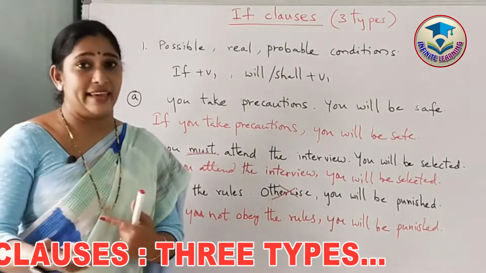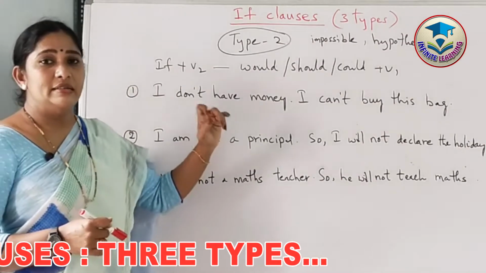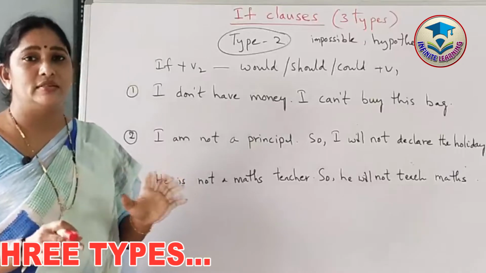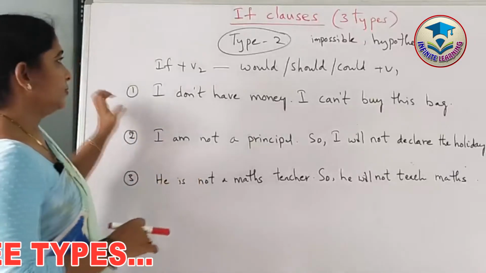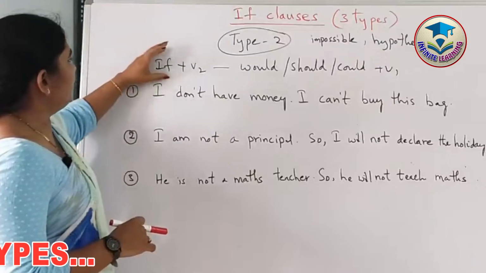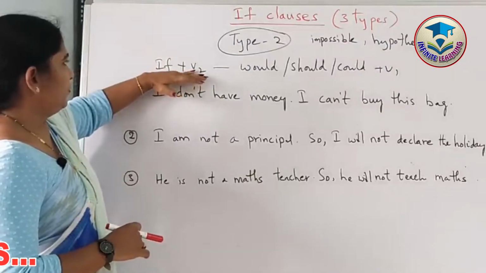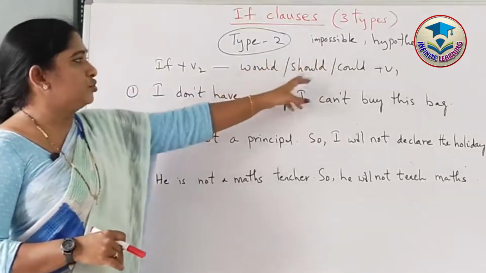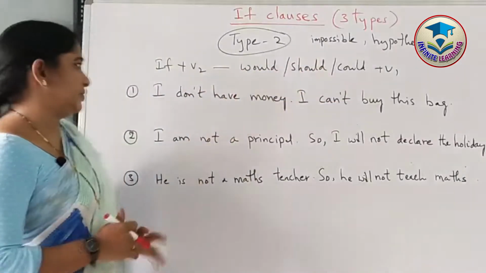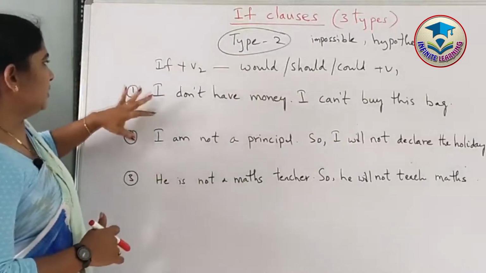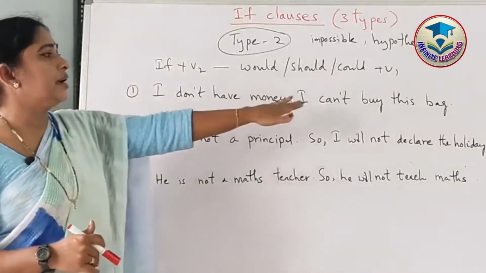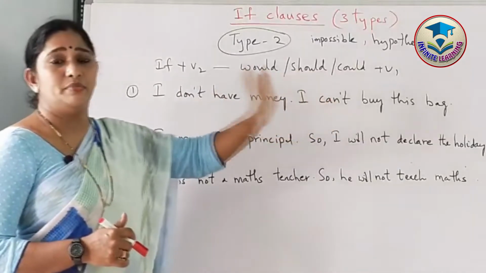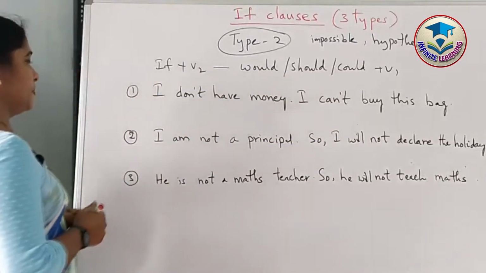Now let us go to the second one. If you see the second type, this is just impossible and just hypothetical, just imaginary. That's it. If plus V2 in the first half, and would, should, could plus V1 in the second half, you see. Now the sentence: I don't have money, I can't buy this bag. Okay?